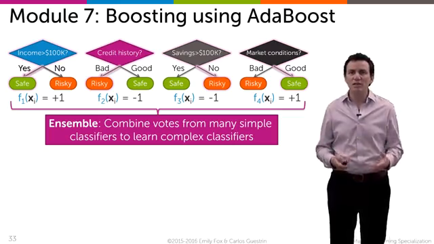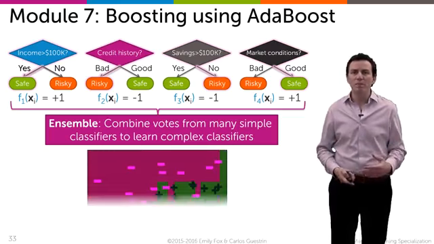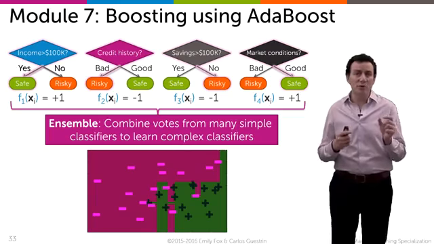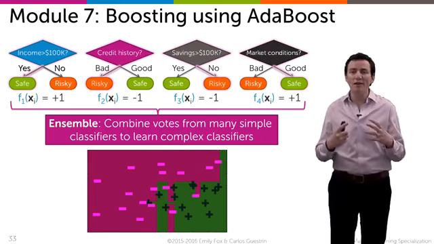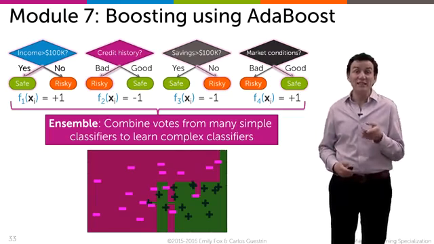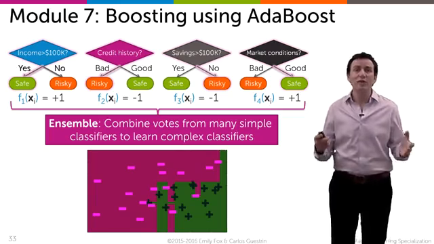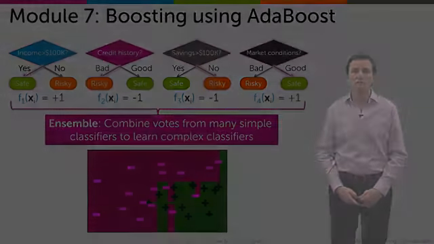And by learning those combinations using a boosting algorithm, we're going to be able to start with very simple classifiers, but come up with very complex decision boundaries. And this is exactly the technique that wins most of those Kaggle competitions.